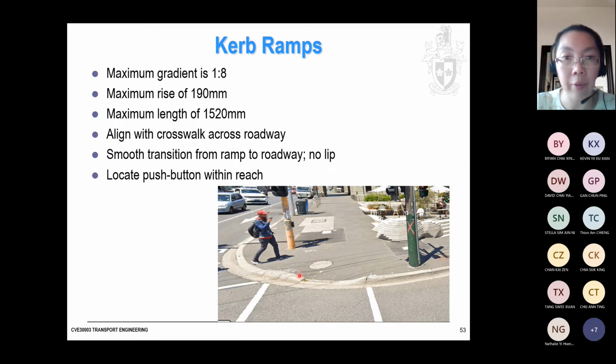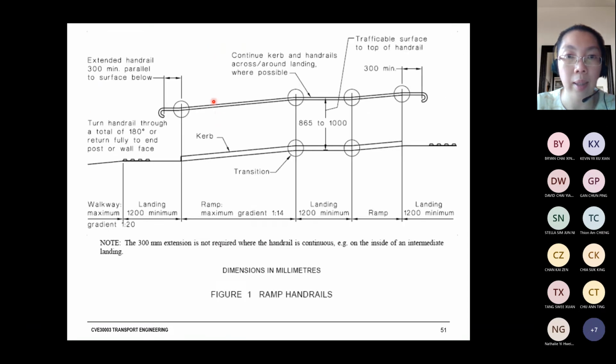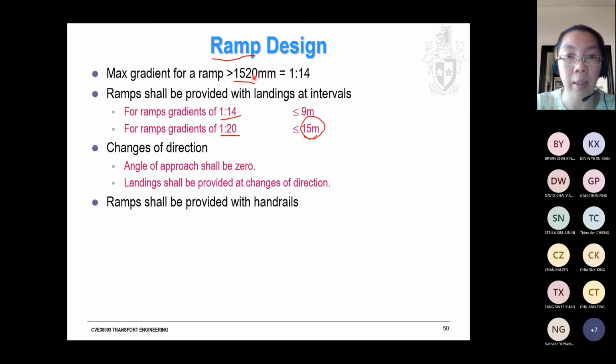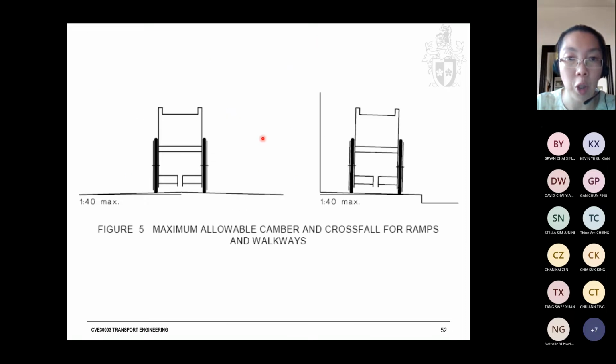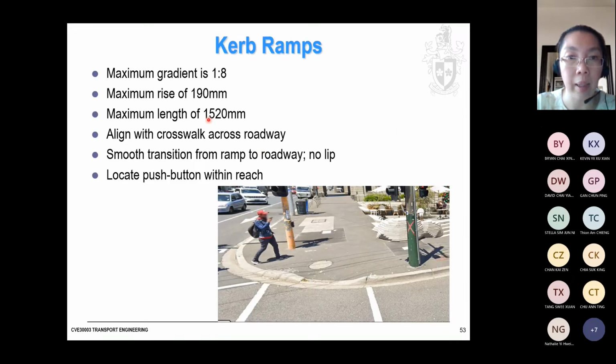If you have less than 1520 mm, or 1.52 meter, just now we saw that, if you have a very short distance, anything less than 1520 mm, you can have a gradient of up to 1 in 8. So this is very steep, but it is for a very short distance. And we typically use this for curb ramp, which is this. This is on a curb, so this is the pedestrian crossing. And once you cross on this, this is a curb ramp.